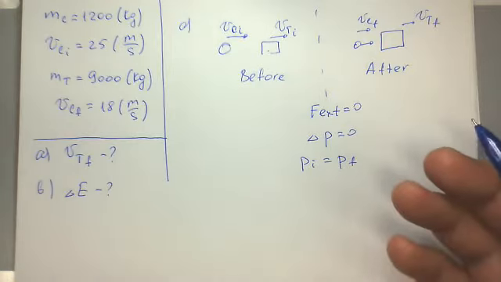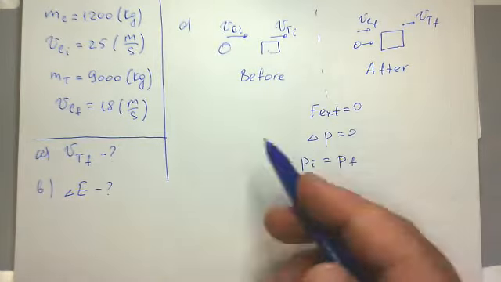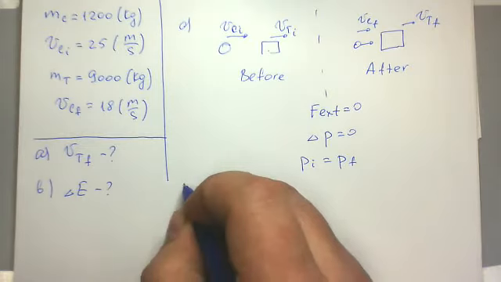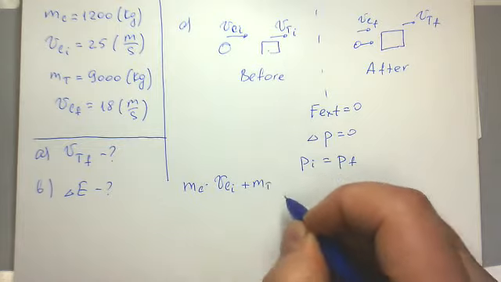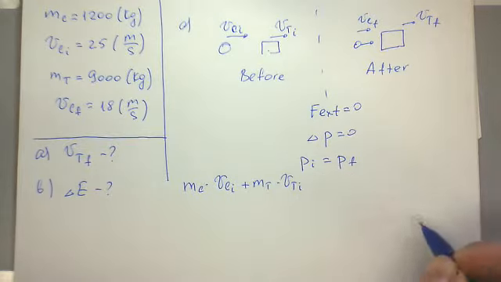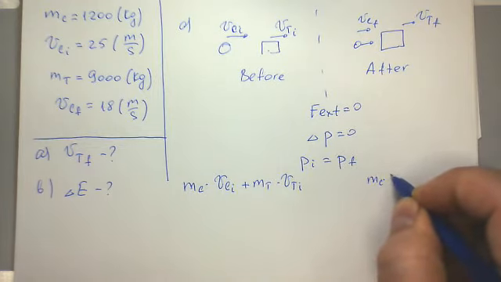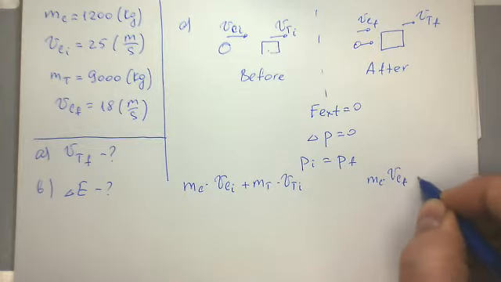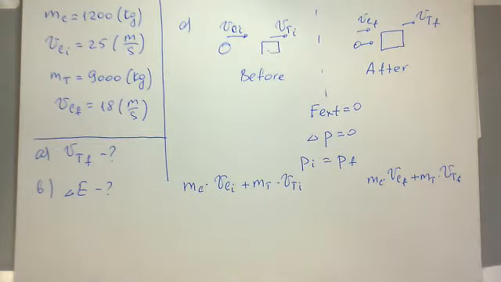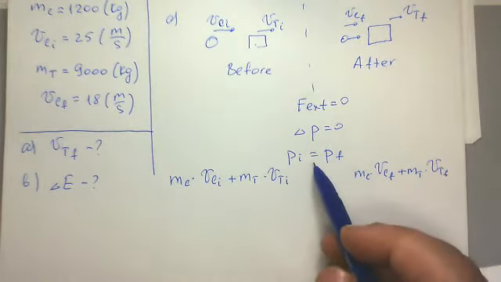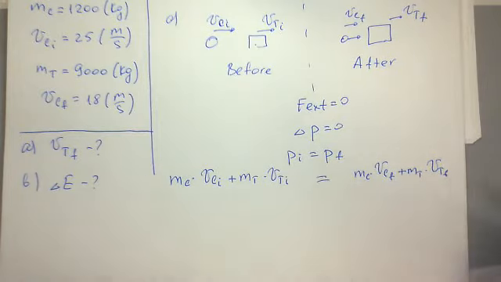Now let's look through the problem. What was the initial momentum of the entire system? That was the mass of the car times the speed of the car initial plus the mass of the track times the speed of the track initial. That was before the collision. And after the collision, the mass of the car times the final speed of the car plus the mass of the track times V track final. As I already mentioned, there is no external force, which means that the momentum of the system is conserved. So they are equal to each other.